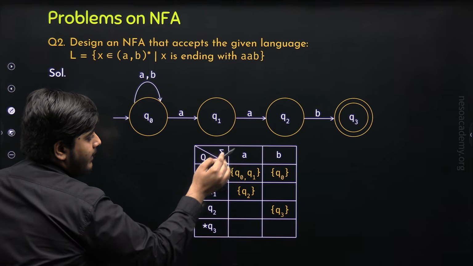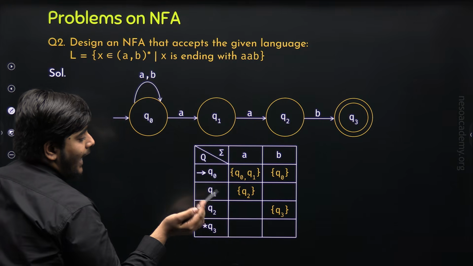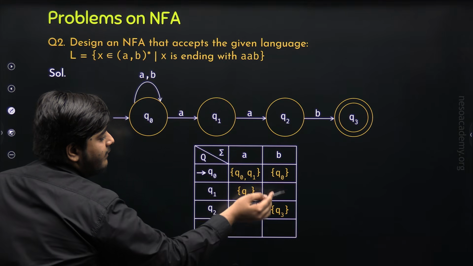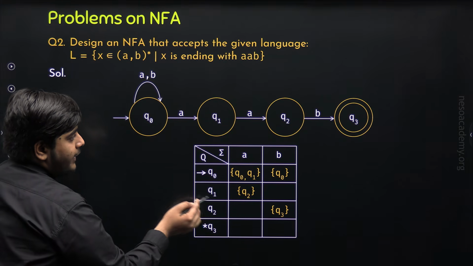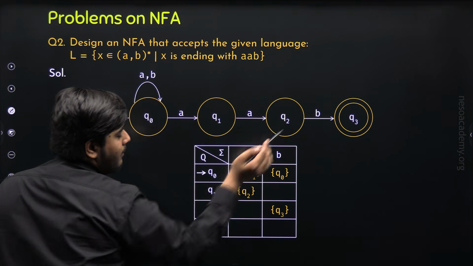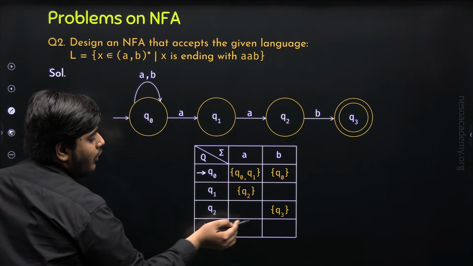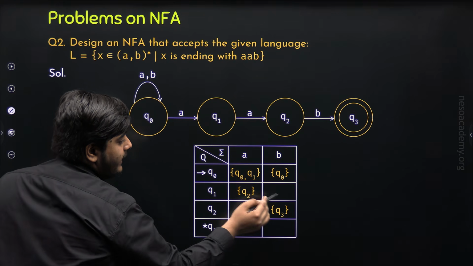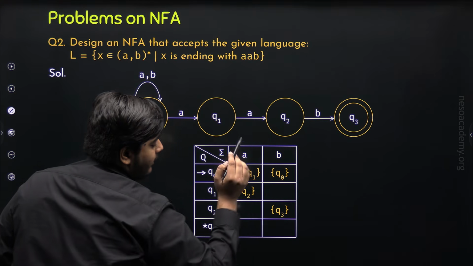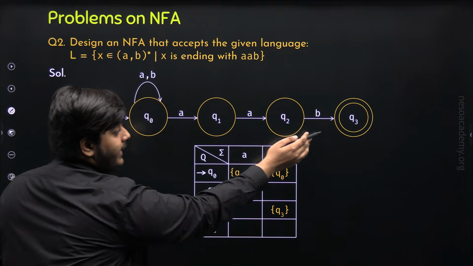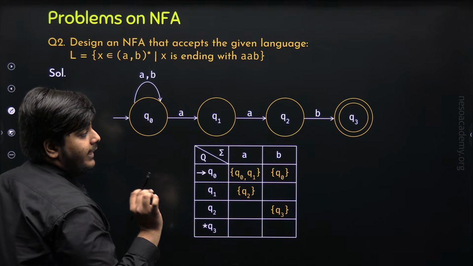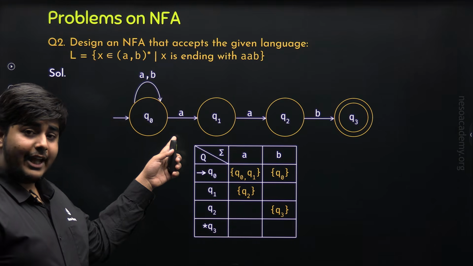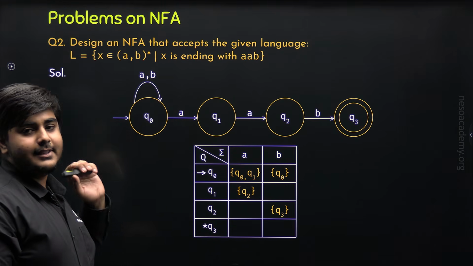Q1 on getting the input symbol a, the next state is Q2. And since there is no transition from Q1 for the input symbol b, we will leave this cell empty. For the state Q2, there is a transition for b, but there is no transition for a. So we will not write anything in the cell. Now Q2, for the input symbol b, the next state is Q3, as you can see here. And for the state Q3, there is no transition for input symbol a and b, so we will not write anything in these two cells. So this is the transition diagram and the transition table for this language.